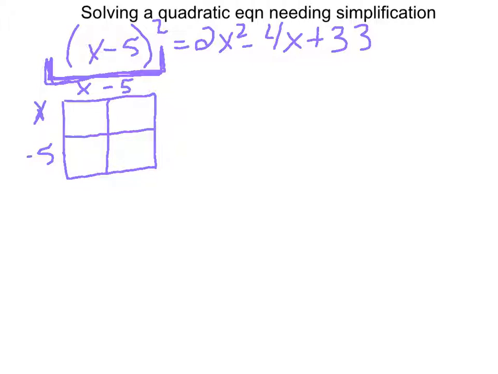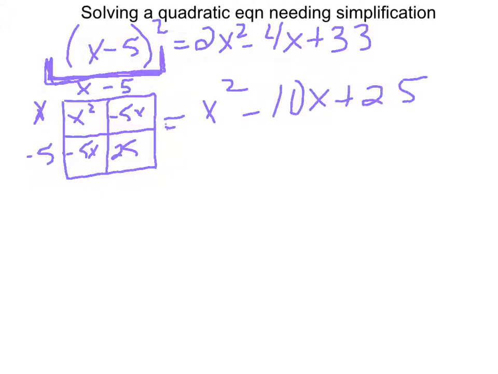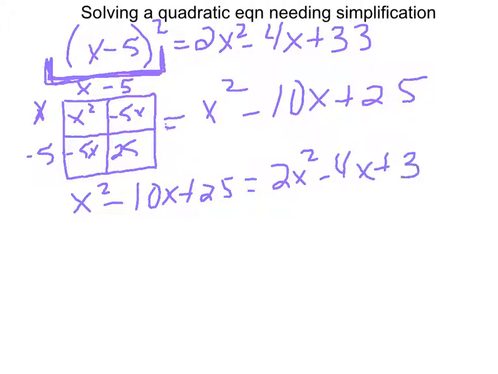Alright, so boxing looks like this: x times x, negative 5x, positive 25. And so when we square this out, we're going to get x² − 10x + 25. So now I'm going to rewrite our original equation, but with this on my left-hand side. Now I have no parentheses, which is pretty good: x² − 10x + 25 equals 2x² − 4x + 33. So what we're going to do now is bring over all the terms from the left to the right-hand side, and we're going to combine like terms as we do that.